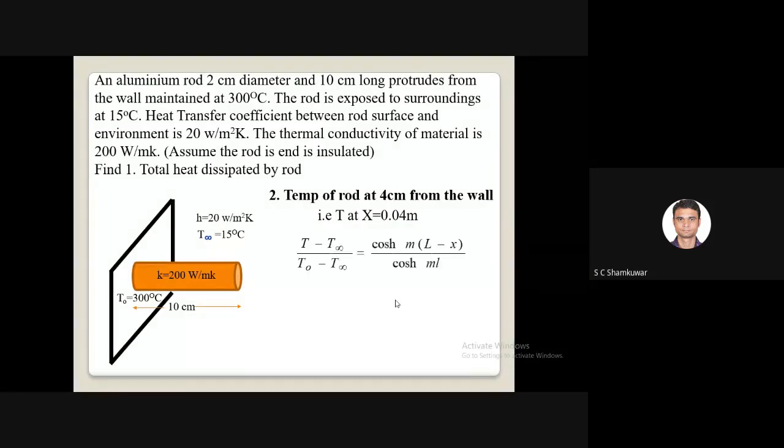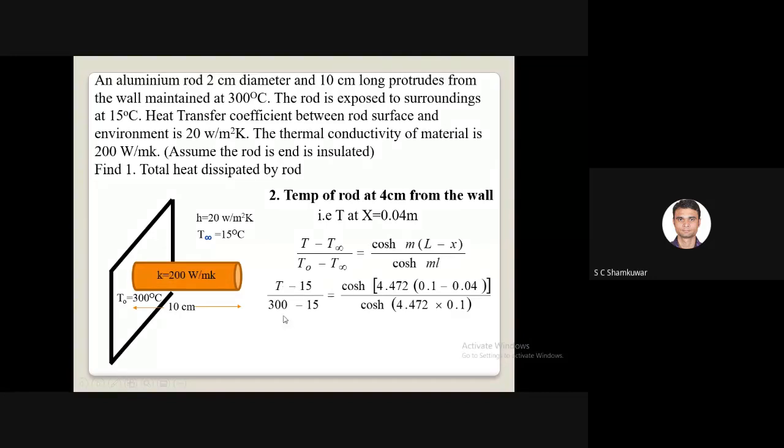So now second thing, what you have to find out: the temperature of the rod at 4 centimeter from the wall. The temperature of the rod at the 4 centimeter from the wall. Okay. Now there is the importance of temperature distribution. So you know (T minus T infinity) divided by (T naught minus T infinity) is equal to this cosh expression. Okay, so we have to find out temperature T at a distance of 0.04. So you have to put X as 0.04.